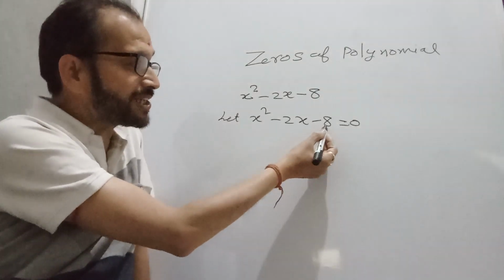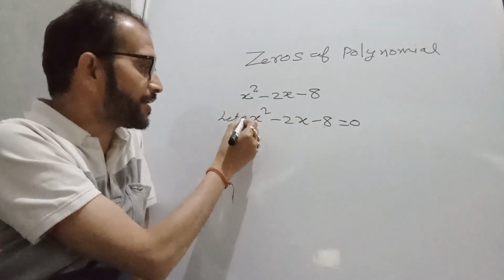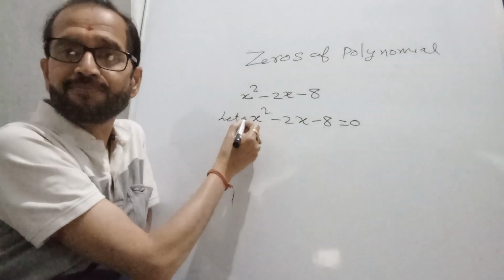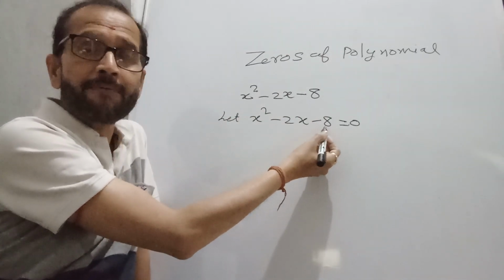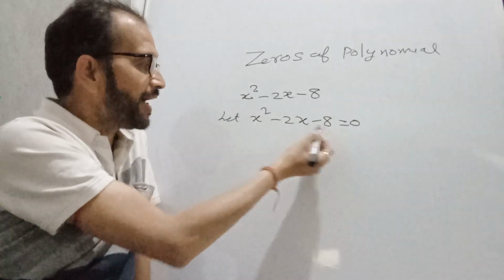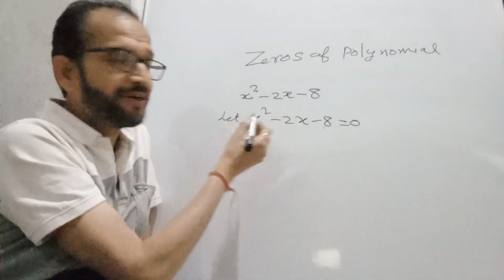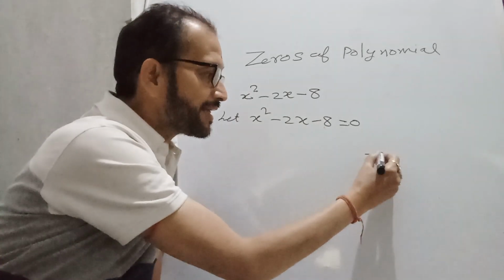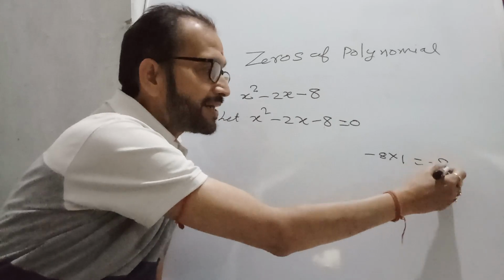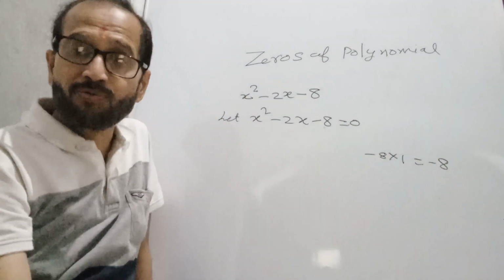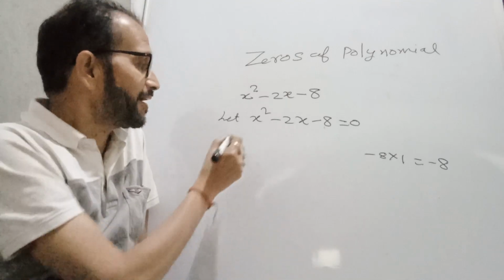The constant term multiplied by the coefficient of the first term. What is the constant term here? Minus 8. And what is the coefficient of the first term? 1. Then minus 8 into 1 is equal to minus 8. Then what is the process of splitting the middle term?